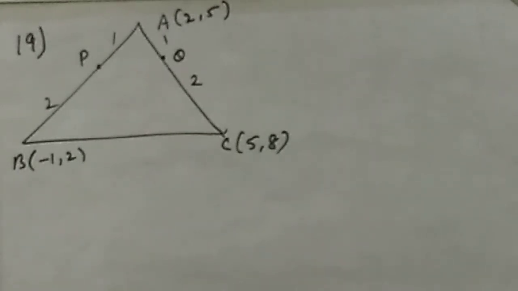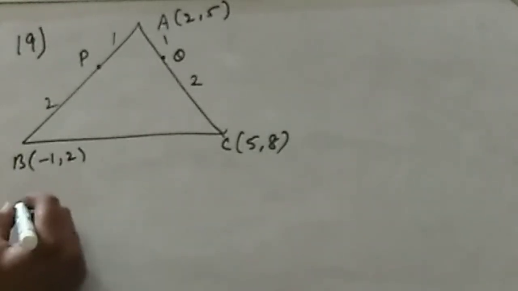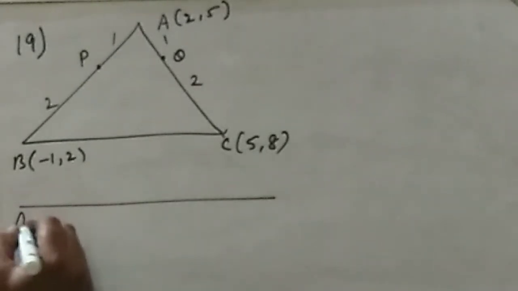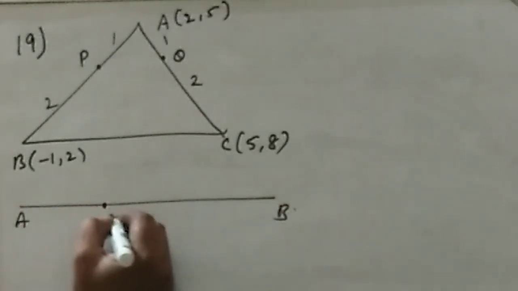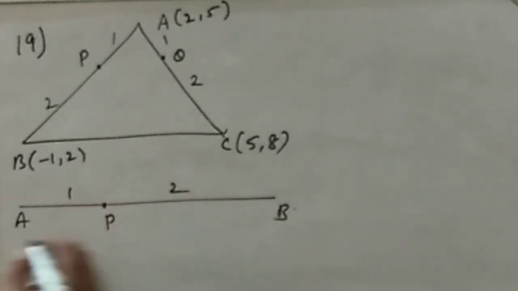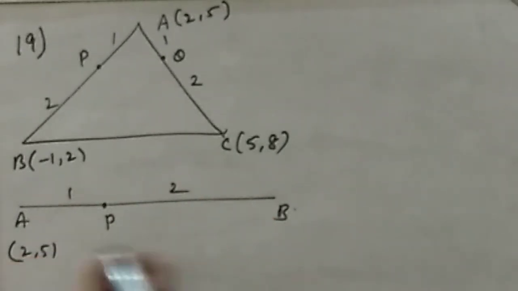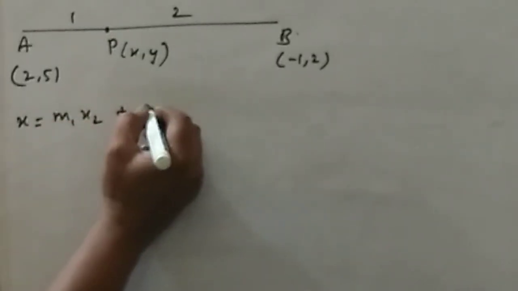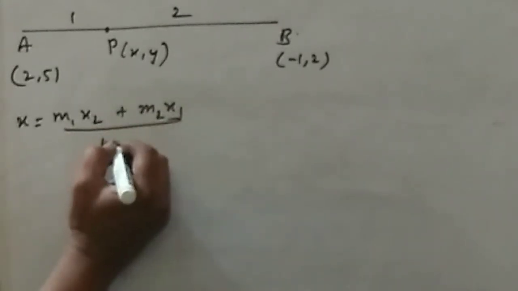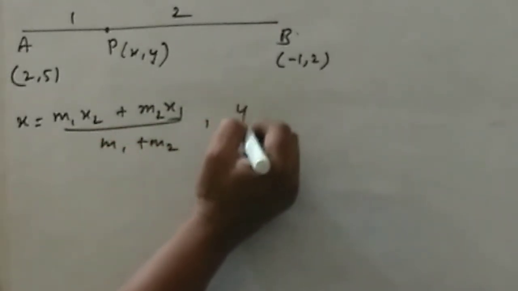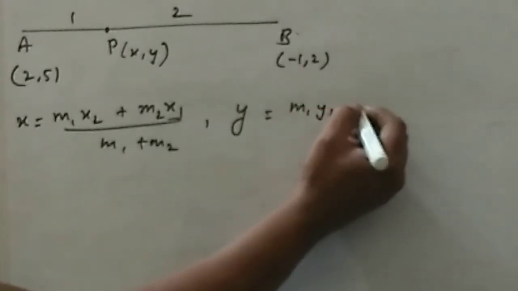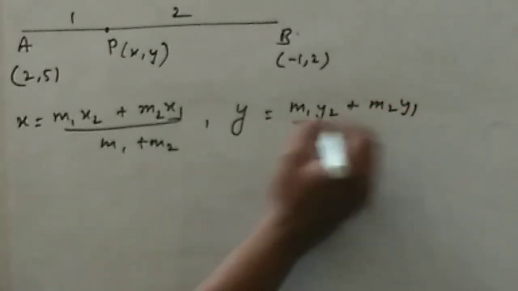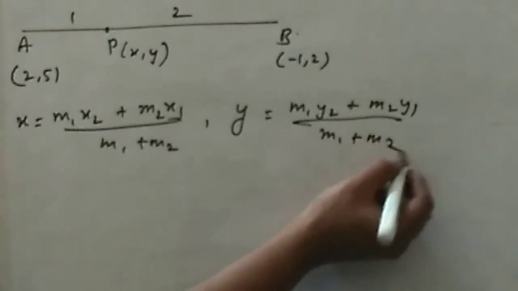Okay. Now, take A, B. This is P, and here the ratio 1:2. The points are (2, 5) and (-1, 2). Understood? Now, you will calculate x and y. So, x is equal to (m1 x2 plus m2 x1) upon (m1 plus m2). Y is equal to (m1 y2 plus m2 y1) upon (m1 plus m2).